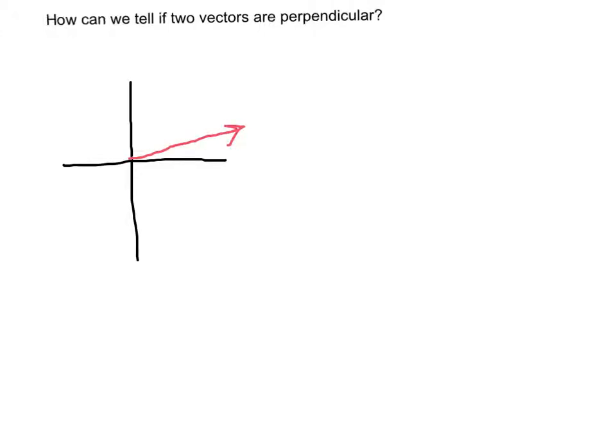We'll call this vector A, and the coordinates of this are going to be A1, A2. And then we'll have a perpendicular vector. I'm telling you these are perpendicular. And this is going to be vector B, and the coordinates of this are going to be B1, B2.